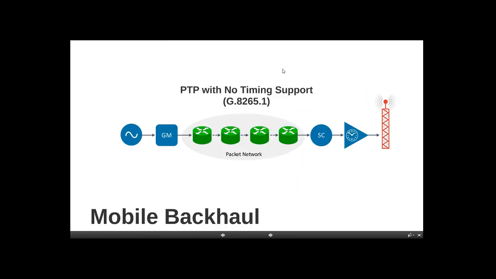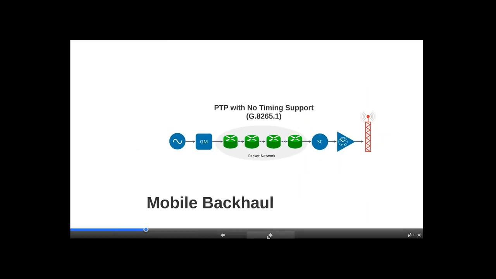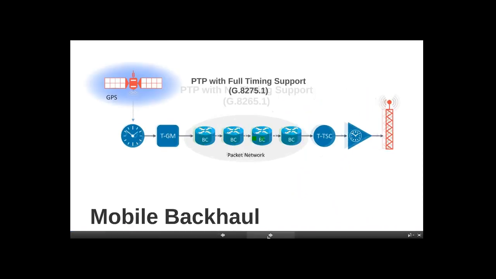Here, the G.8265.1 recommendation is about the transport of frequency synchronization across a network with no PTP timing support. The mobile backhaul industry also looks at G.8275, specifically 8275.1, which is about the transport of PTP across a network for phase and timing synchronization, that network having full timing support.